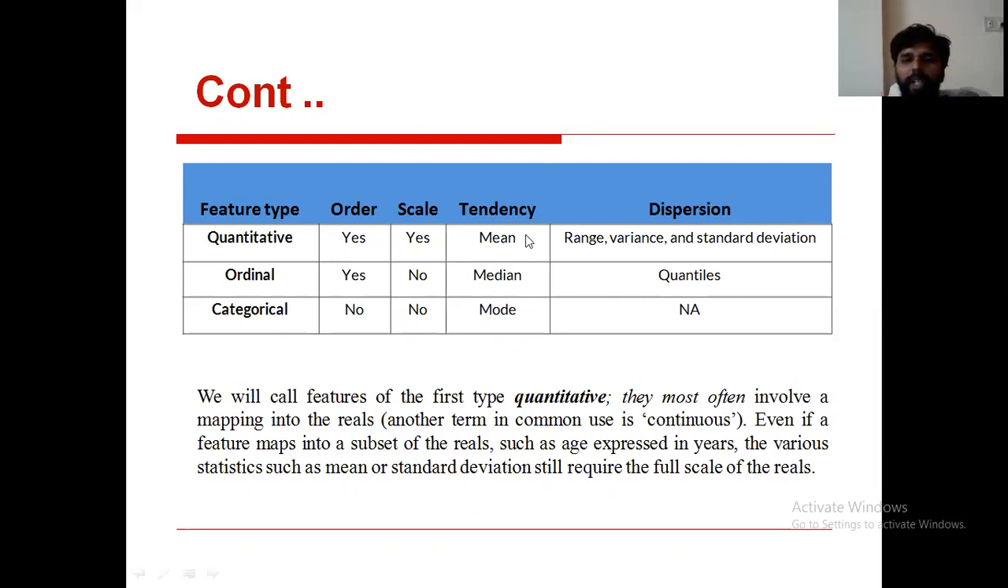And what is the tendency we are using on the quantitative features? We calculate the mean value. For ordinal features, we calculate the median value as the tendency, and for categorical features, we use the mode as the tendency. Similarly, for data dispersion, we are using the following measures: range, variance, and standard deviation for quantitative features. For ordinals, we are using quantiles like the 0th percentile, 1st percentile, 25th percentile. That is called what? Quartile. Right? 50th percentile. That is what? Median.